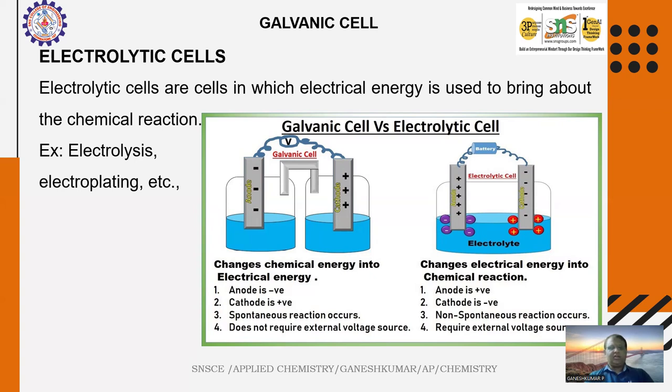In a galvanic cell, the anode is negative and the cathode is positive, whereas in an electrolytic cell, the anode is positive and the cathode is negative. A galvanic cell undergoes a spontaneous reaction. An electrolytic cell has a non-spontaneous reaction. The galvanic cell does not require an external source; it produces electrical energy, but an electrolytic cell requires an external source.